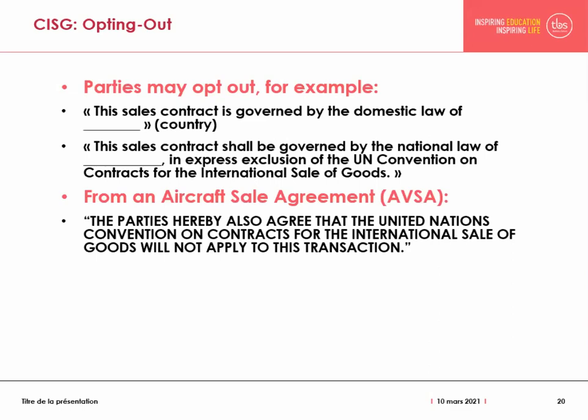So you can opt out by putting language in your contract. The sales contract is governed by the domestic law. There you're excluding international law. Or it's governed by the national law of a certain country and exclusion of the Vienna Convention. Or this is an example from an Airbus contract when Airbus wasn't yet an SAS: the parties also agree that the United Nations Convention on Contracts for the International Sale of Goods will not apply to this transaction. That's meant to exclude the Vienna Convention.